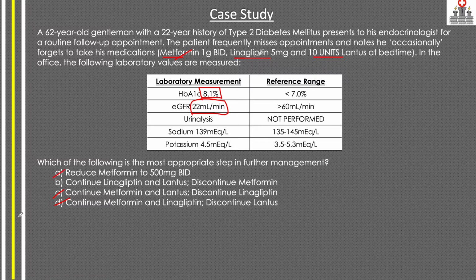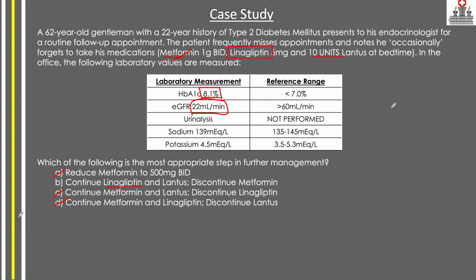So why can we continue Linagliptin? I thought DPP-4 inhibitors must be stopped in renal failure, and that is true. All DPP-4 inhibitors except for linagliptin. Linagliptin is the one exception which goes to the hepatic recycling route and therefore can be continued. So we don't need to reduce or stop it.